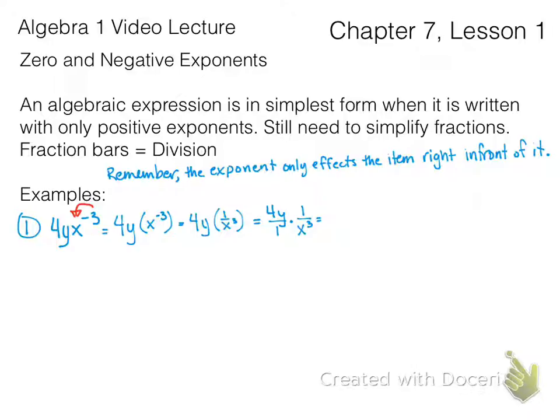Multiply across. 4y times 1 is 4y. 1 times x to the third is x to the third. And we have 4y over x to the third, which is our final answer. Okay? All right, number 2.